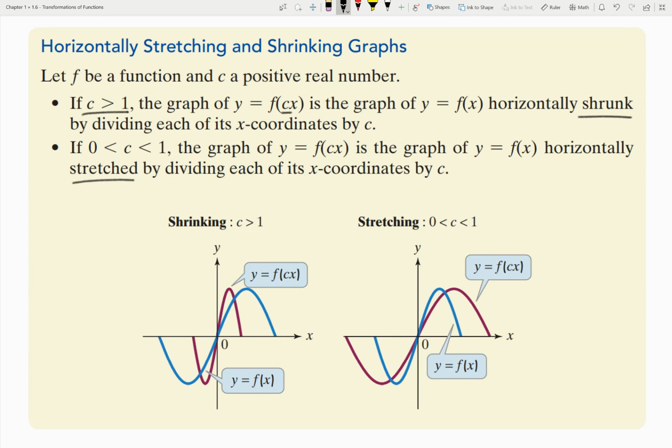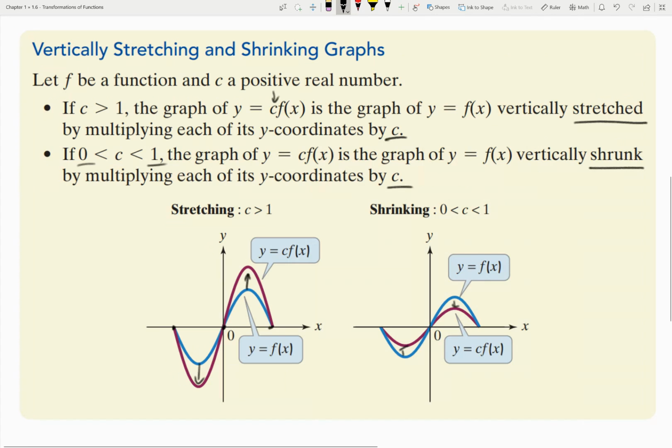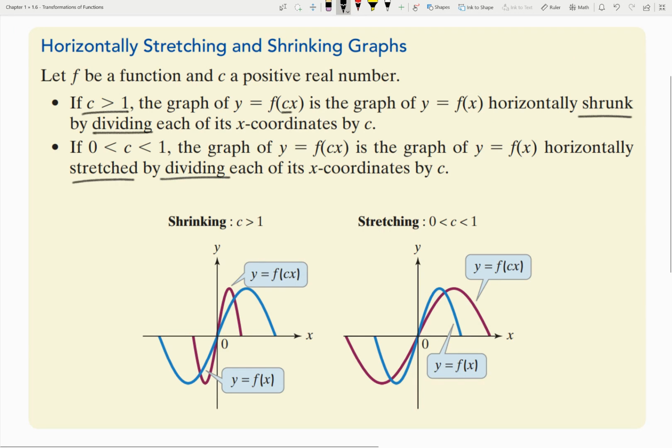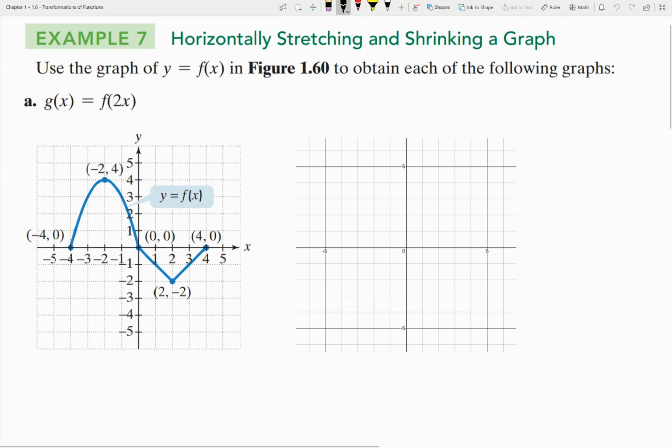You shrink it because you are going to be dividing each x coordinate by the number c. You're going to shrink it by a factor of 2 or whatever, the factor of c. Okay? For vertical stretches, we multiplied each y coordinate by c. For horizontal, we're going to divide each x coordinate by c. Okay? And you can tell which one you want to do based on where the number is.